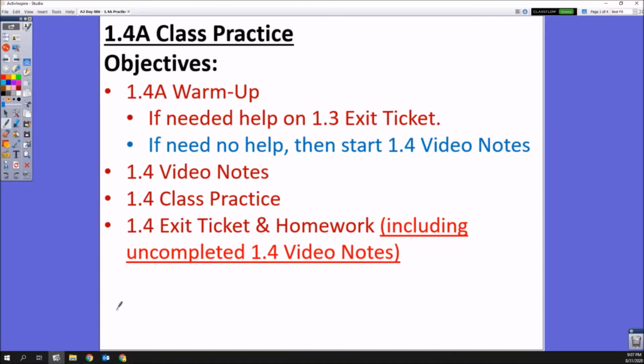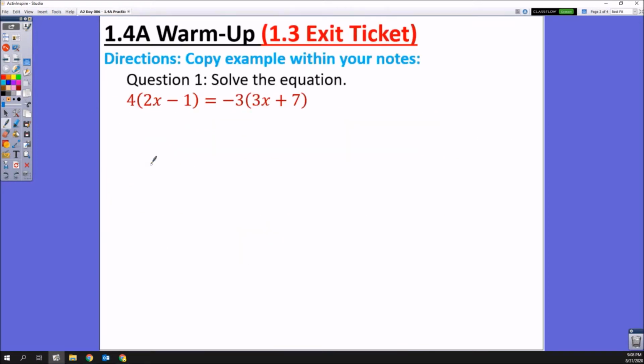In today's lesson, we're going to work on 1.4a. I decided to split up 1.4a because there's multiple things to cover. So before we worked on the 1.4 class practice, I'm going to go over the problems related to 1.3. So here's our first question relating to 1.3.